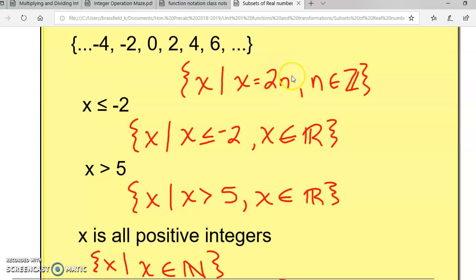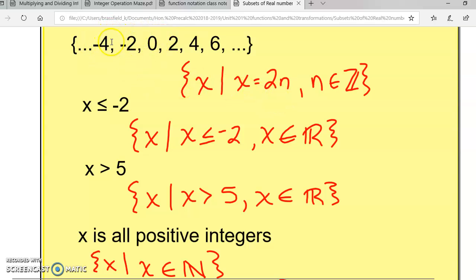You should have done maybe something like this in Algebra 2, that I can put any number in for n and it would work out here. So like when n is 0, 2 times 0 is 0. When n is 1, 2 times 1 is 2. When n is 2, 2 times 2 is 4, and so on. And it would work in the negative direction.